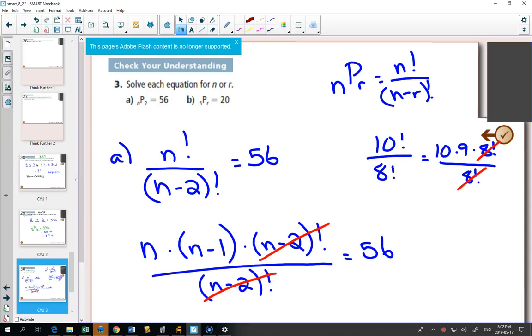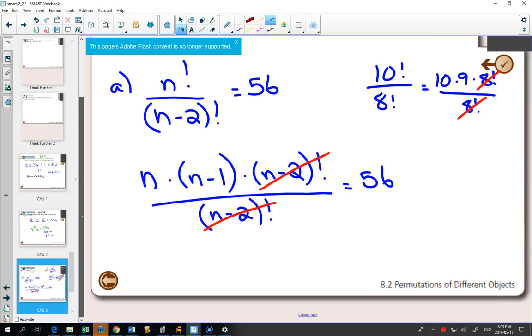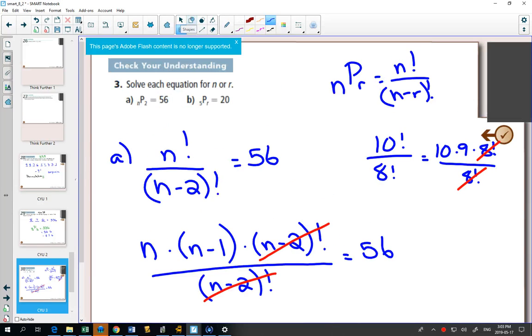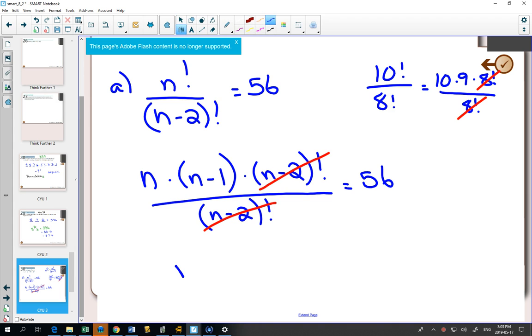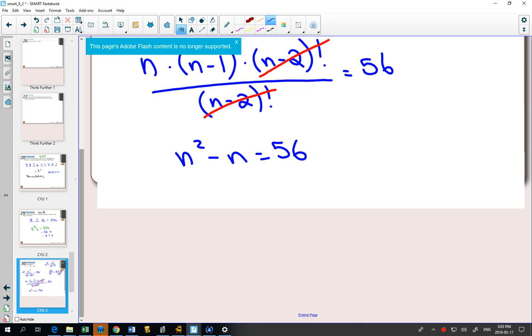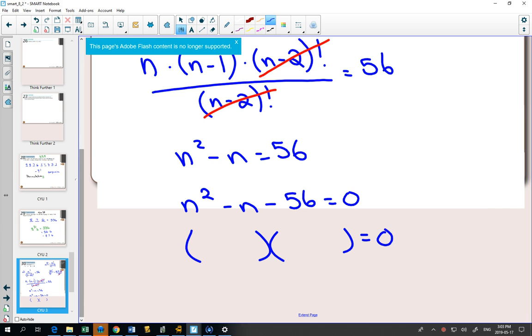My equation then becomes n squared minus n equals 56. What kind of equation is this? A quadratic equation. How do we solve that? We make one side equal to 0. n minus 8 and n plus 7.